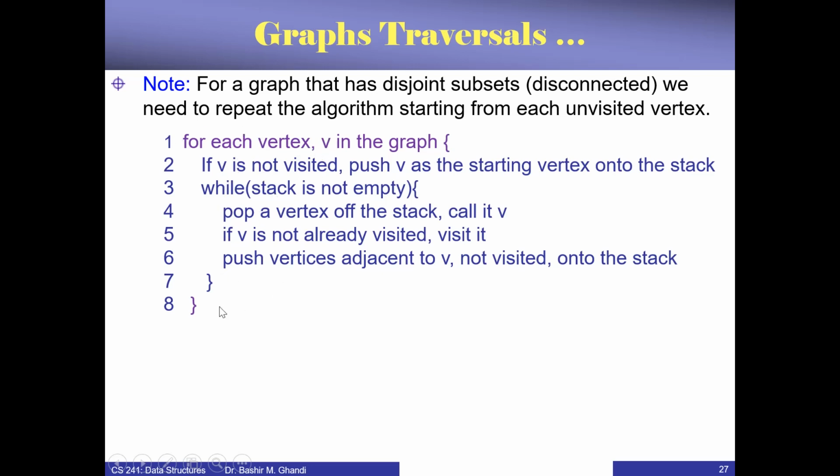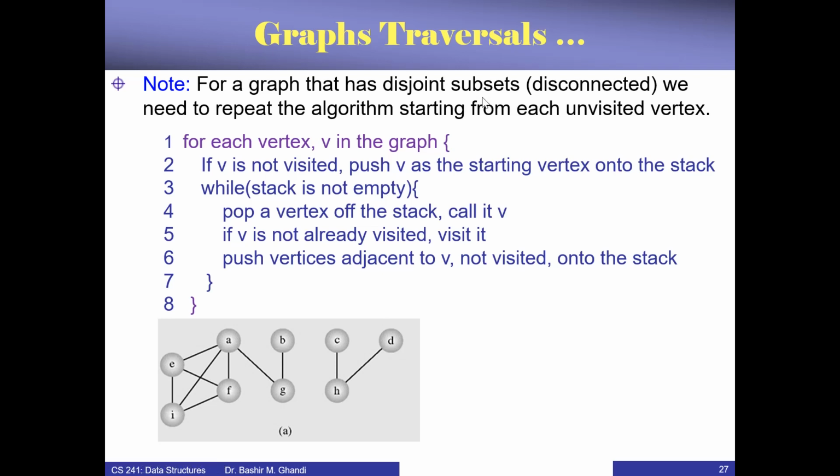So in other words, by the time you finish this loop, you will have visited all the vertices, because this outer loop says for each vertex V in the graph. Okay, so just this outer loop you need to add to the original algorithm that we saw earlier to make sure it takes care of disjoint subset. So to see what this means, let's take this graph. Now this graph looks like it is two graphs, but actually it's one graph. It's just that it is disconnected.